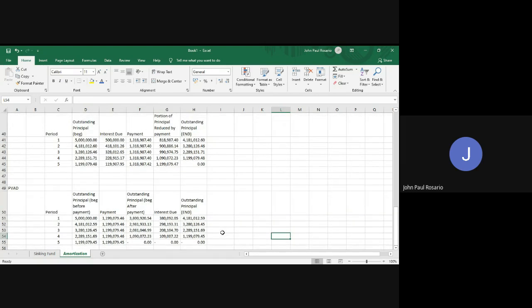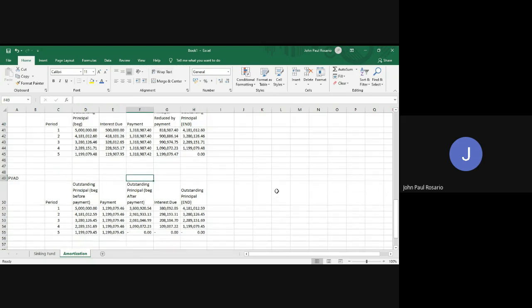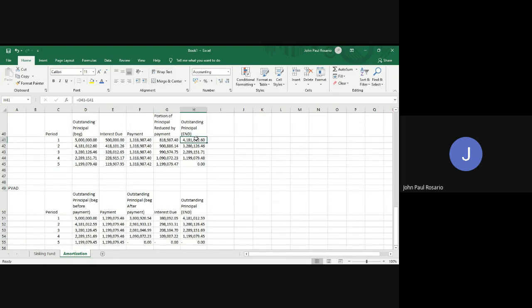As you can see here, no matter what method you have used, whether it is ordinary annuity or annuity due, your balances at the end of each of the 5 years are still the same, right? There is just a discrepancy of maybe 1 centavo per year. But that's very minimal.